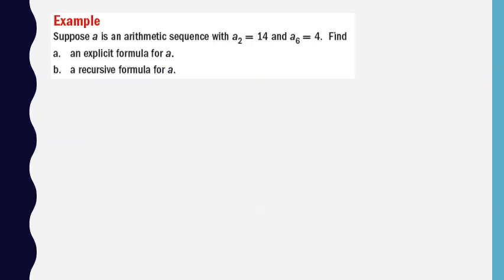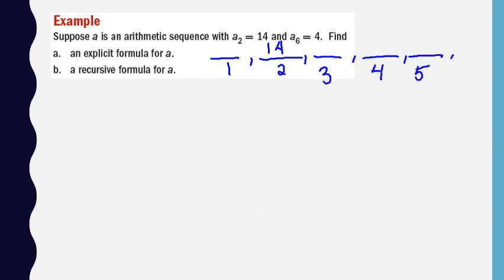So in this example, we're given an arithmetic sequence with a sub 2 equaling 14 and a sub 6 equaling 4. So that means the second term in our sequence is 14. So say we have like a blank spot for a1, and then 14 is in spot 2, then 3, 4, 5, and the sixth spot would be 4.